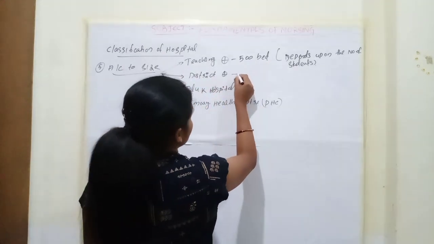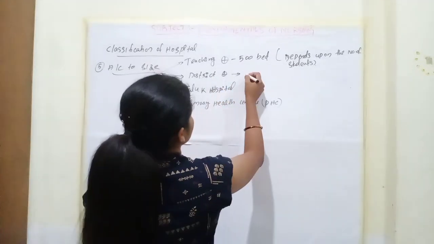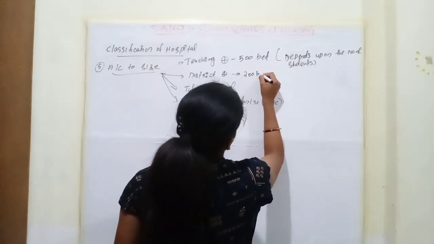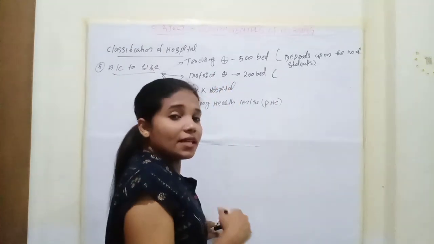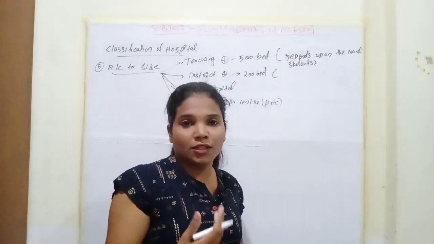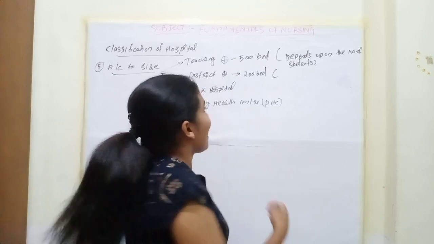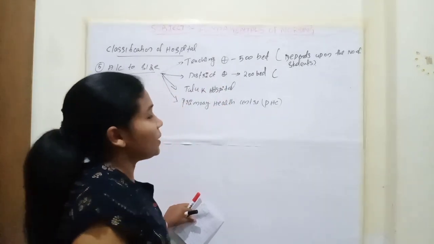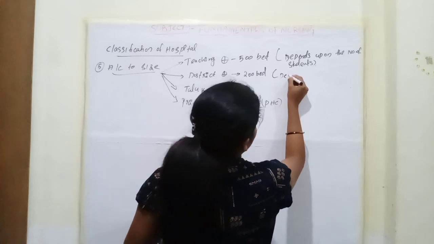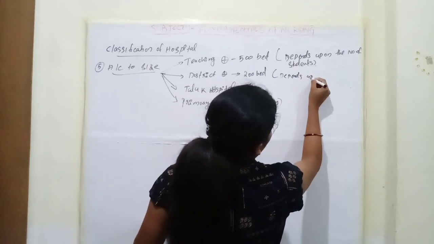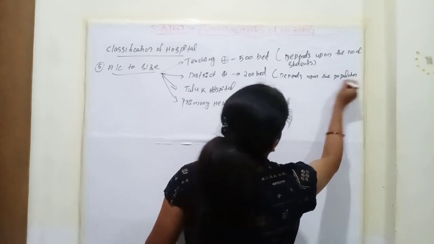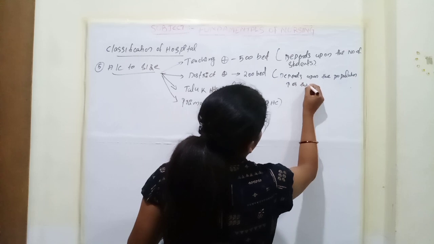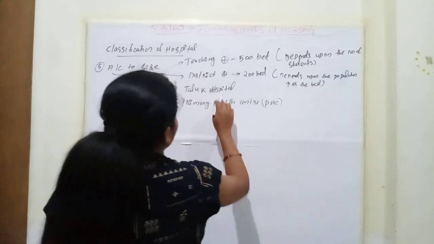Next one is the district hospital. District hospital means a hospital with 200 beds. The bed number should be increased depending upon the population, that is, the number of patients admitted. According to that, the district hospital beds have to be increased.